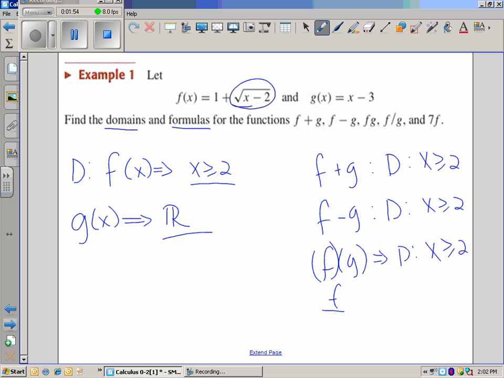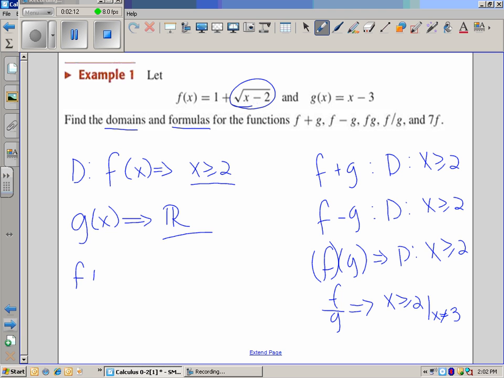And for f divided by g, we have an additional issue, and that is going to be the fraction in the bottom. So we want x greater than 2 such that x cannot be 3. And you'll see why once we do the formulas.